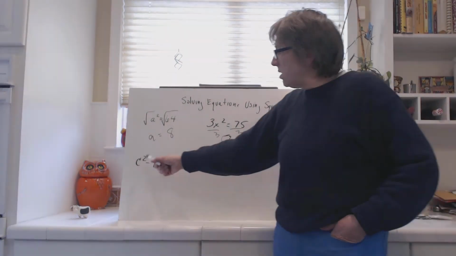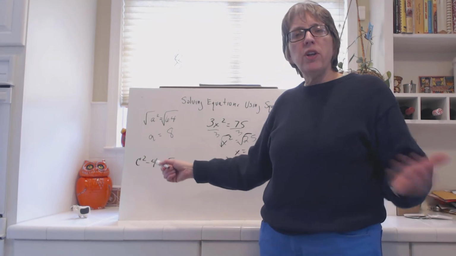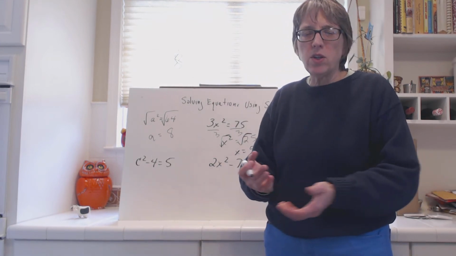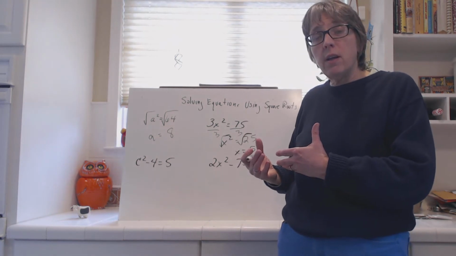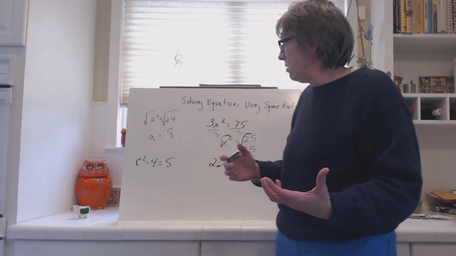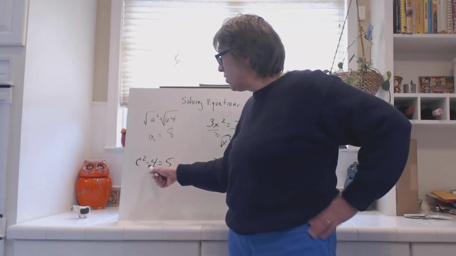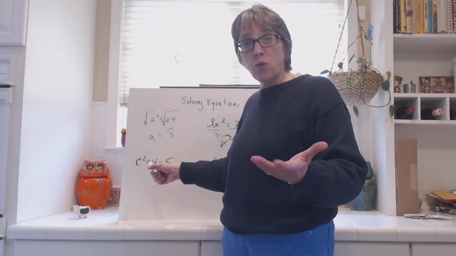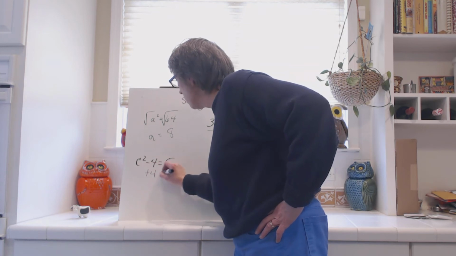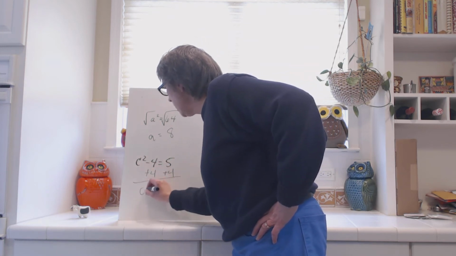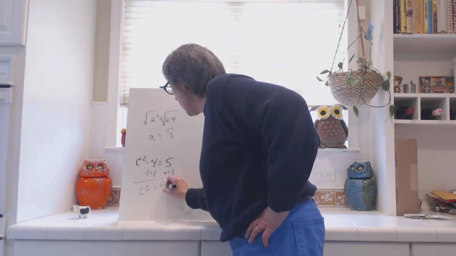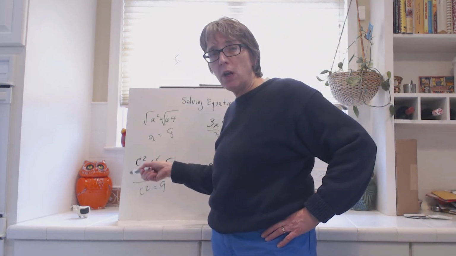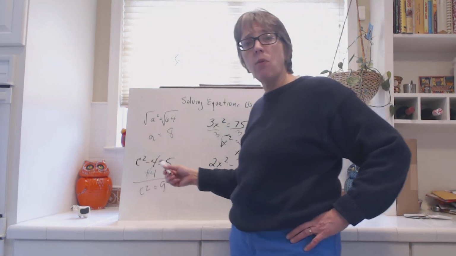Here, c squared minus 4 equals 5. What are we going to do? Go back. What do you do in solving equations? First, you add or subtract. Then you multiply or divide to isolate the variable. So we're subtracting 4. How do we move the 4 to the other side? That's right. We add 4 to both sides. We get c squared equals 9. The 4's cancel. Remember, you do the inverse operation of what's being done. If I'm subtracting 4, I have to add 4.